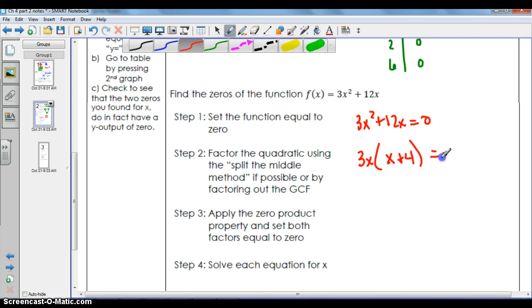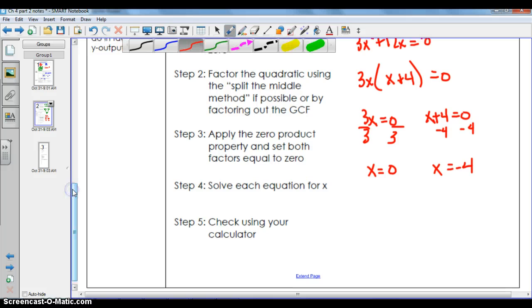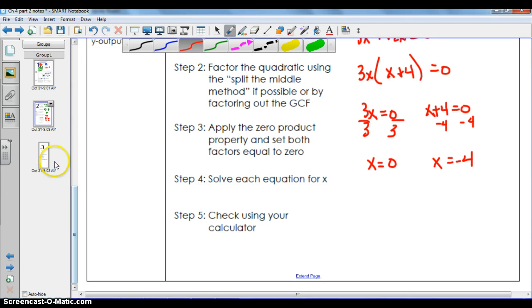Can I factor any more? No, this is as factored as possible. This is just an x, not an x squared, and this is not a minus, so there's no difference of squares there. So we set each of those parts equal to 0, and then we solve for x. So divide by 3, so x equals 0. And then over here, subtract 4, so x equals negative 4. And then again, check using your calculator by typing that into y equals and hitting second graph.